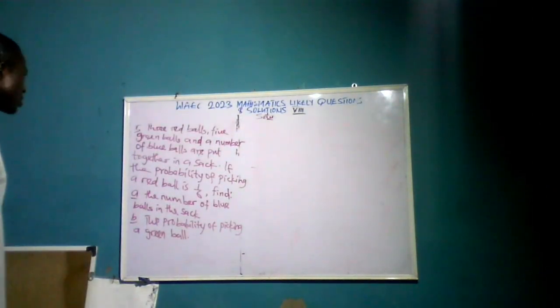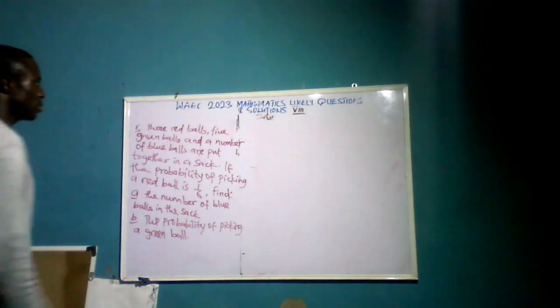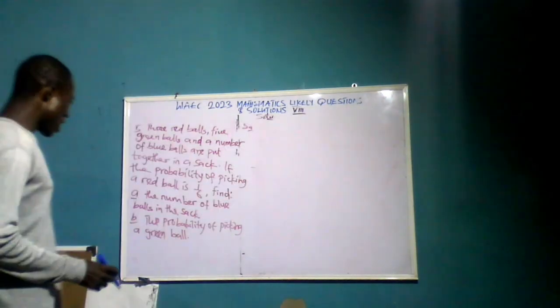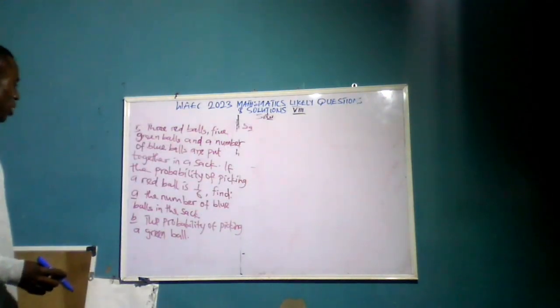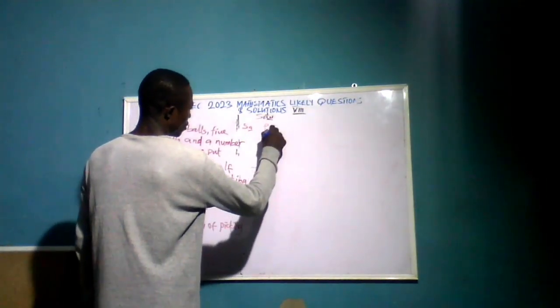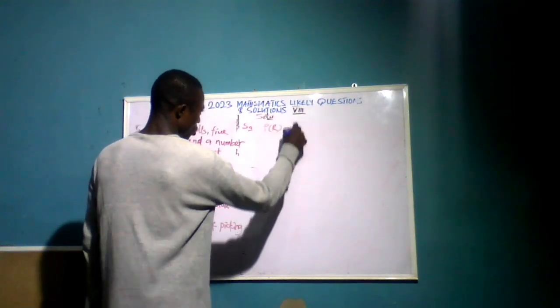Question number 5 is stated as: 3 red balls, 5 green balls, and a number of blue balls are put together in a sack. If the probability of picking a red ball is 1/6, find A, the number of blue balls in the sack, B, the probability of picking a green ball. Now, starting with question number 5a, we are asked to find the number of blue balls in the sack. And we are given the probability of picking a red to be 1/6. Probability of picking a red equals 1/6.